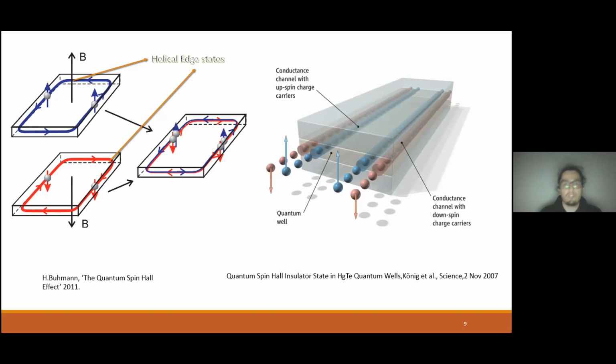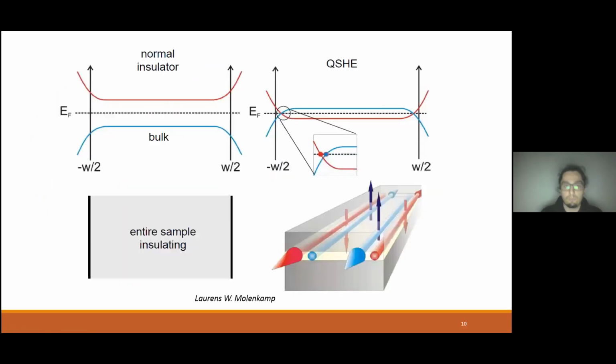For the cross-sectional area, you can see this view at the left side. Between these conduction channels, the area between them behaves as a quantum well. At the outer side, we have the down spin conducting channels, and at the inner side, we have the blue ones, the up spin charge carriers.